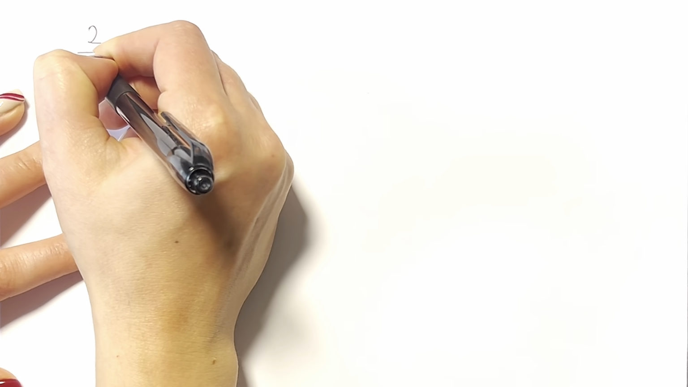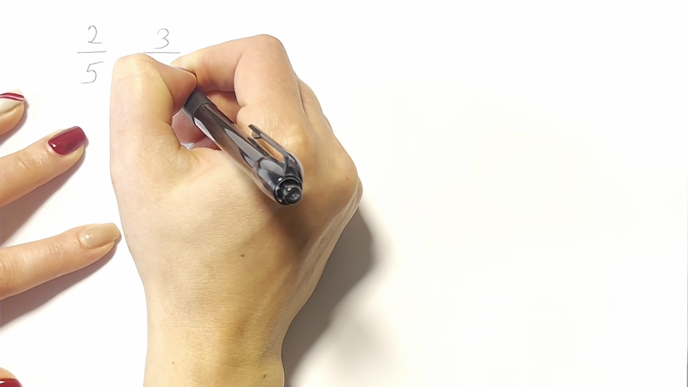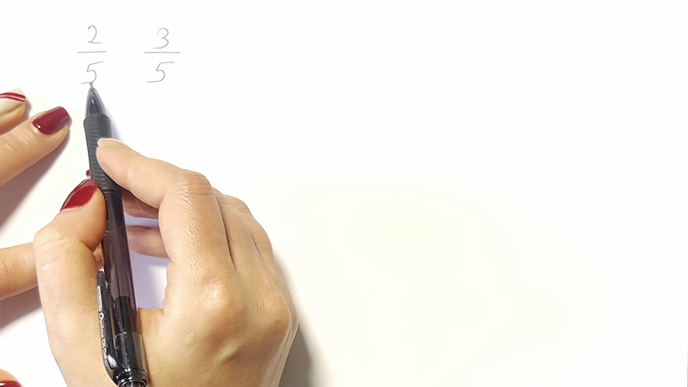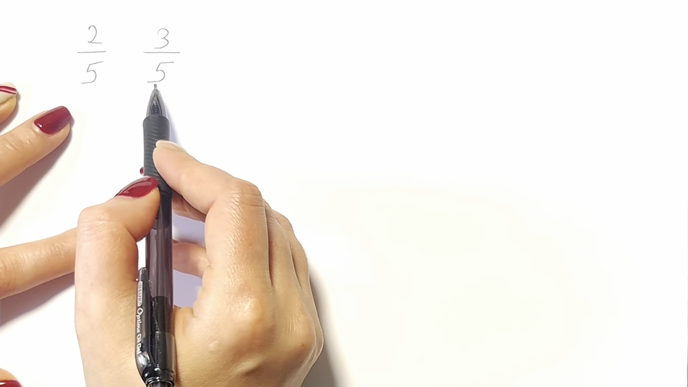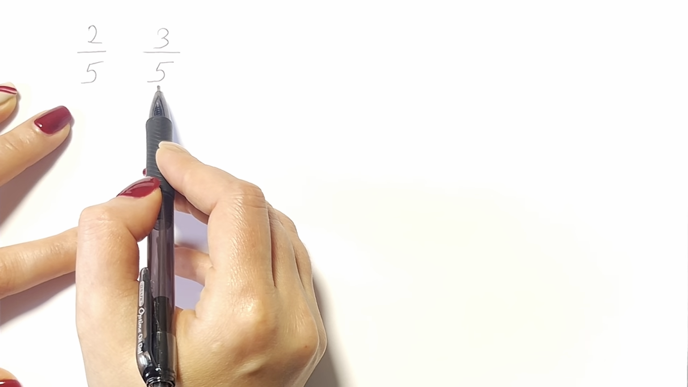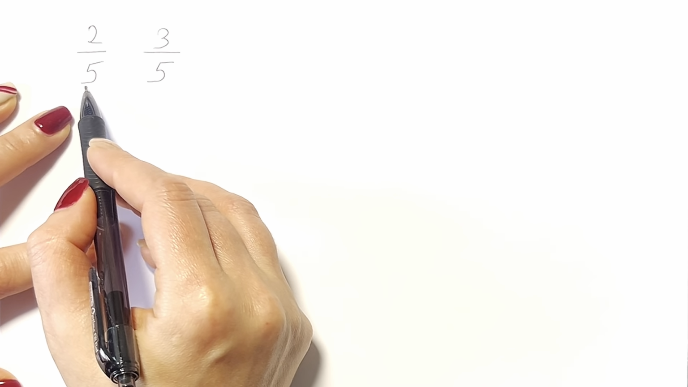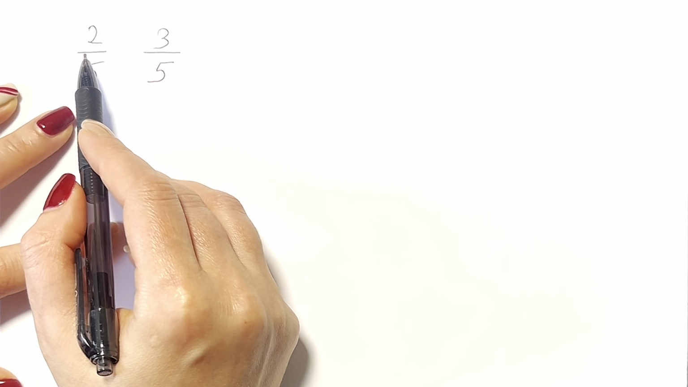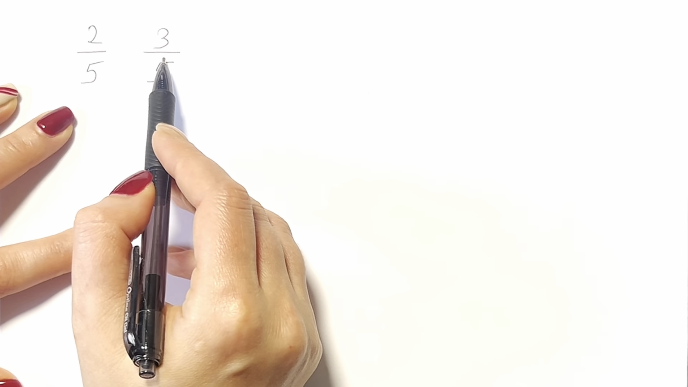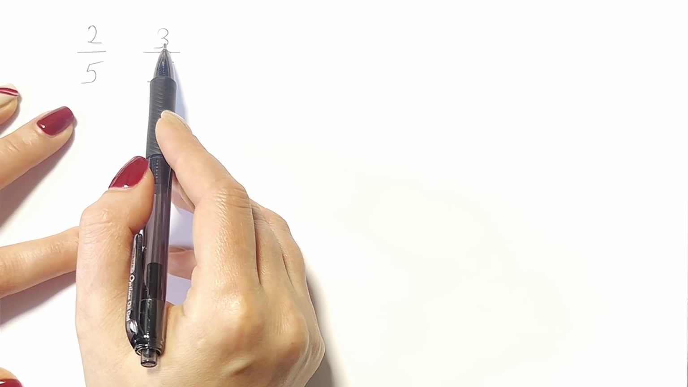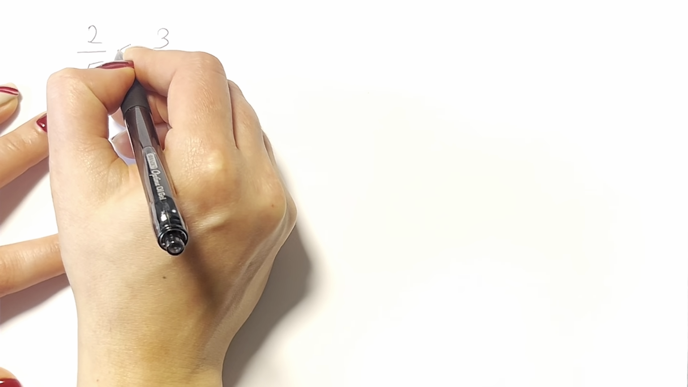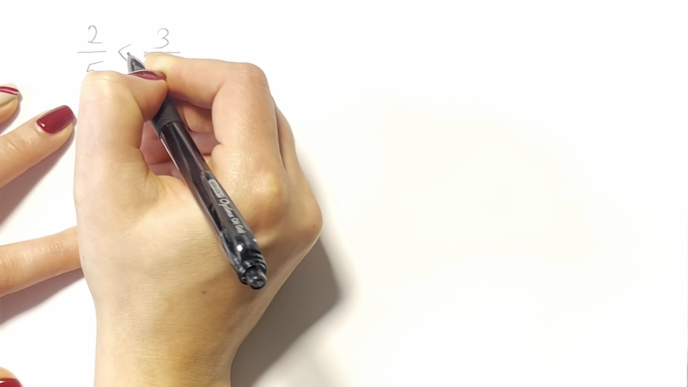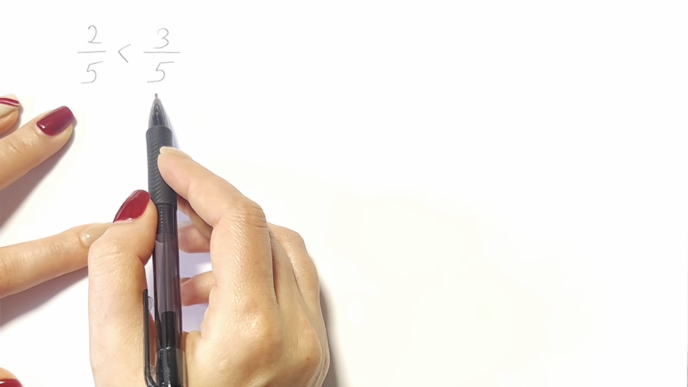Now let's compare the fractions. For example, I have 2 over 5 and 3 over 5. Okay, so in both situations, the pieces are the same. The size of the pieces is the same because we are cutting the pizza into 5 pieces. In the first situation, we're gonna eat 2. In the second situation, we're gonna eat 3 pieces. So it means 2 over 5 is smaller than 3 over 5.